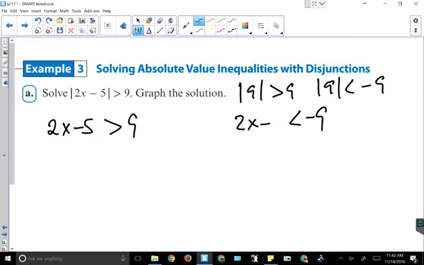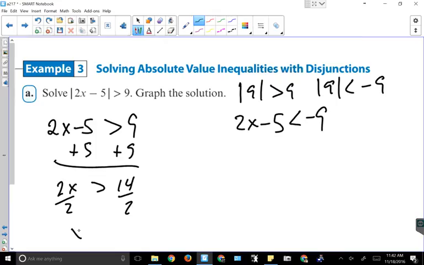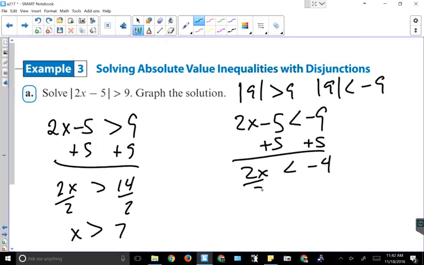There we go. Is that better? I probably would have caught it when I tried to add 5 to both sides. Add 5, add 5. I end up with 2x is greater than 14. Divide by 2, divide by 2, x is bigger than 7. Add 5, add 5. 2x is going to be less than -4. Divide by 2, divide by 2, x has to be less than -2.